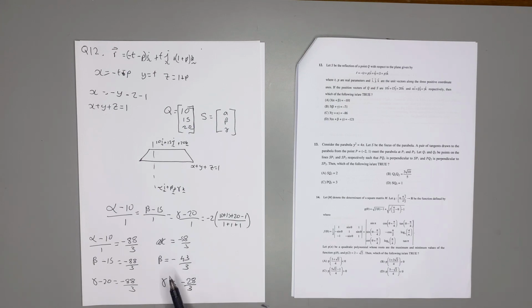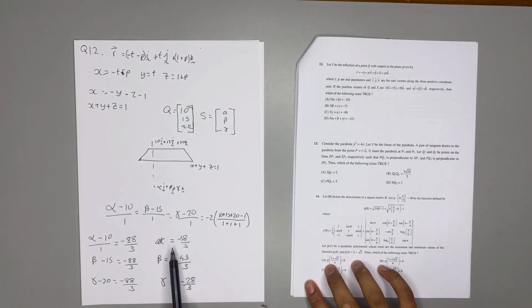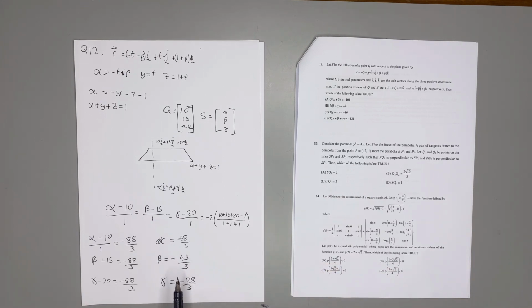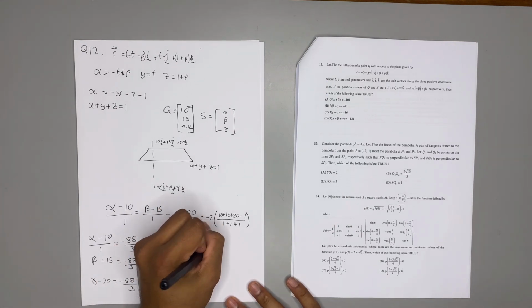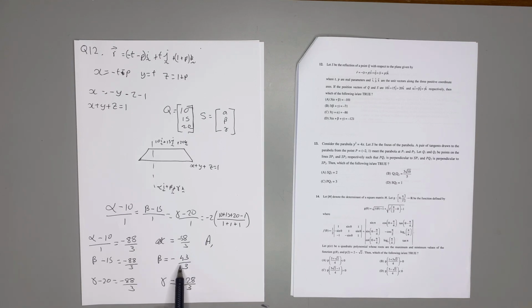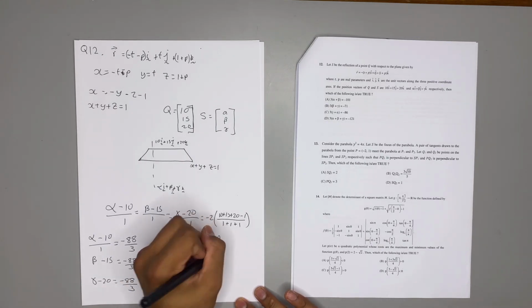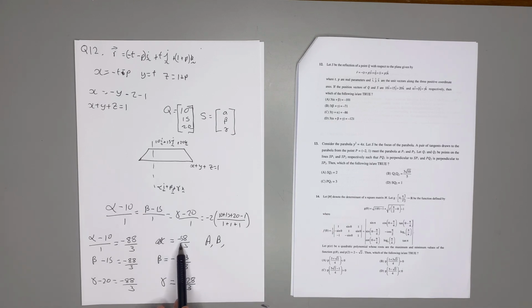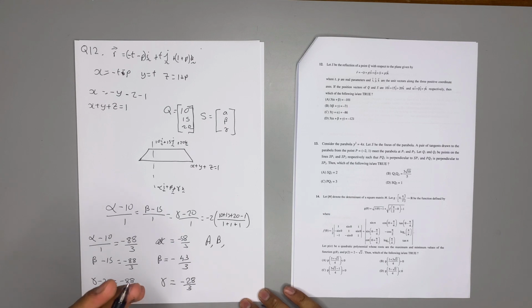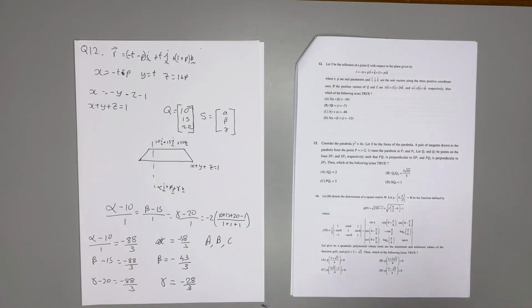Correct? Now, let's sub these into this. Alpha plus beta, negative 58 upon 3 plus negative 43 upon 3, multiplied by 3, we get A. Beta plus gamma, multiplied by 3, B is correct. And gamma plus alpha, multiplied by 3, C. Therefore, A, B, C are the correct answers. D does not give us a final solution. Question 12 done. Let's go to next question.